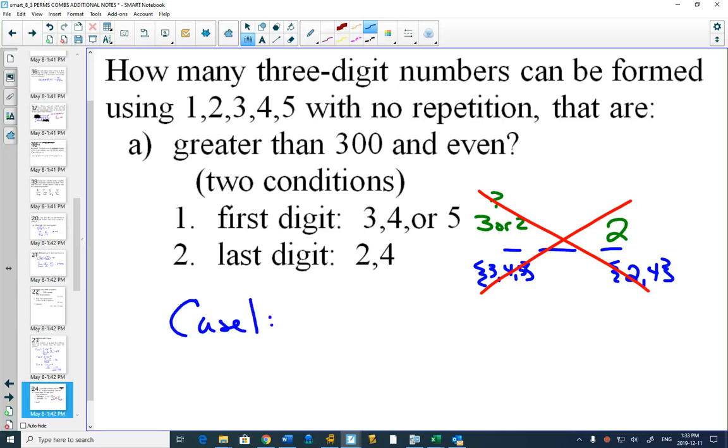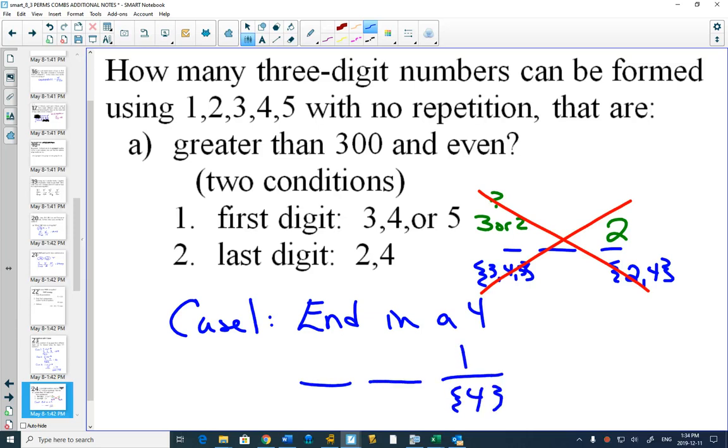I pick one of my restrictions. Let's say I pick the last restriction just because it has only 2 things. And I say, case 1, I'm going to look at all the numbers that end in a 4. So then my 3 spaces, I'm saying that my last digit's a 4. One choice. I still have a restriction on my first digit. But now, how many choices would I have for my first digit? It could only be a 3 or a 5 for 2 choices. I've dealt with my restrictions.